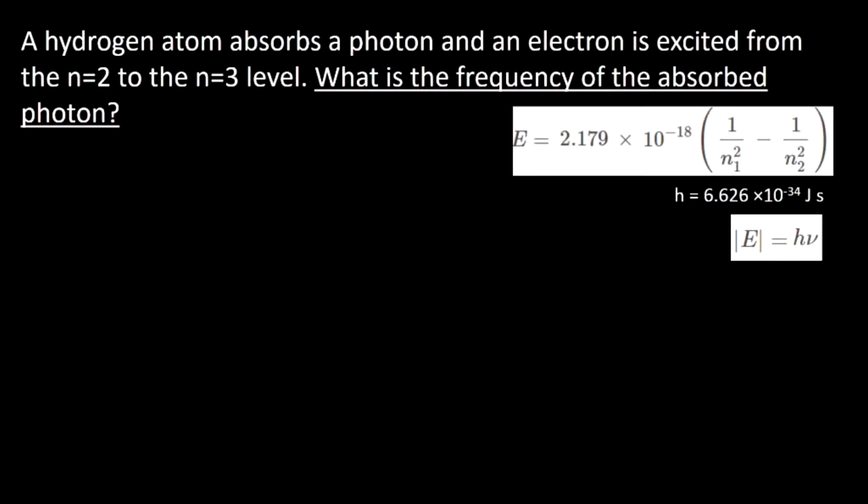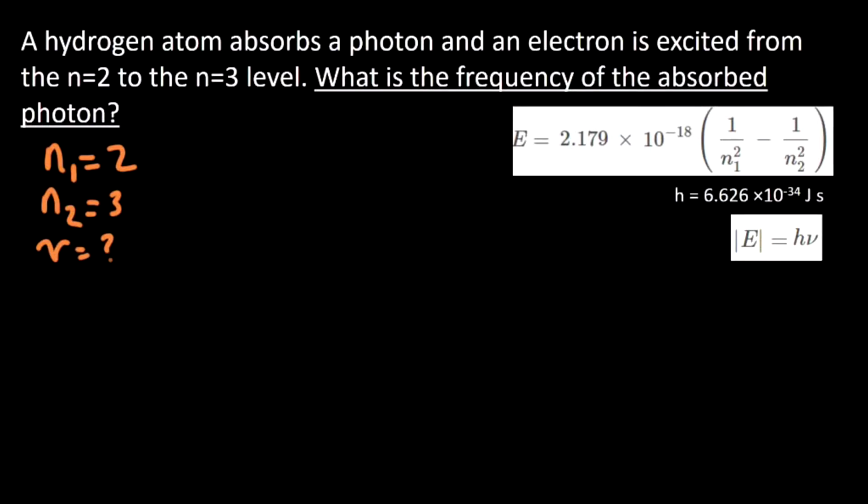So we're just looking for the frequency in this one. Remember, we're always going to write down a list of what we have. We know that our electron starts at n equals 2. And remember, we put the little subscript 1 there to tell us where our electron's starting. We know our electron ends at n equals 3. And we're looking for eventually frequency.